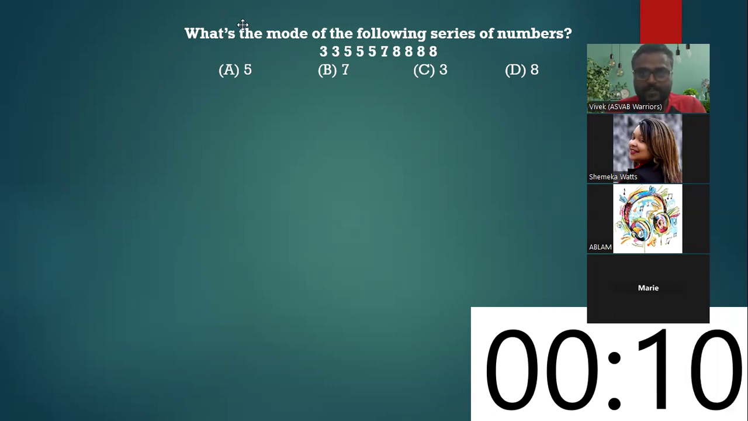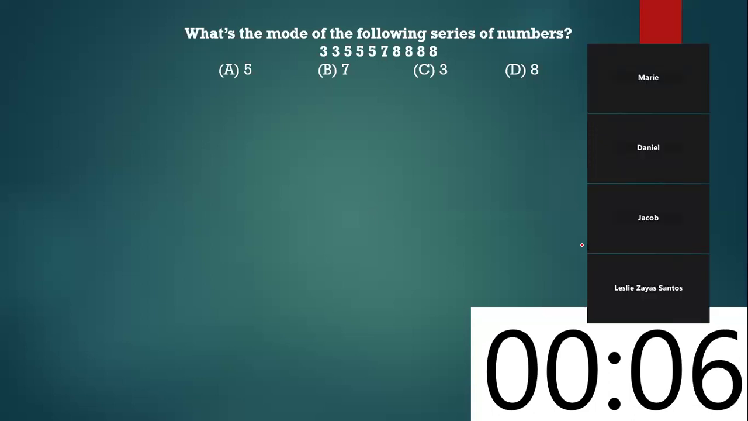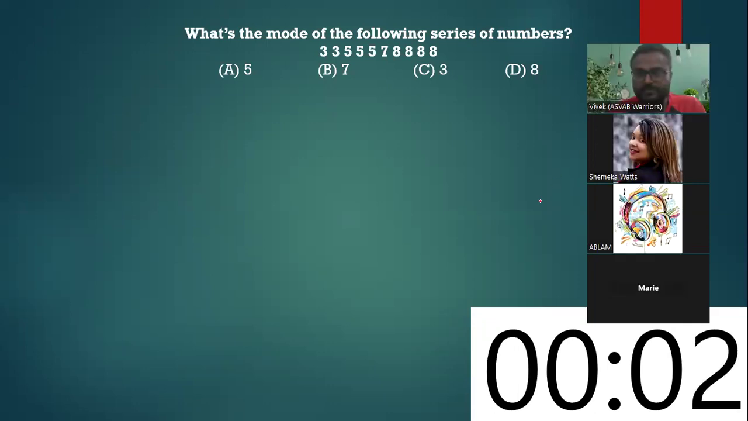We have Leslie as well. Okay, Leslie, have you understood the concept of mode, or do you want me to explain it once again? Maria and Leslie, you guys can put your answer in the chat box also. Okay, time up. So here, the number that is occurring the most is nothing but 8, which is occurring 4 times. So the answer is D. Let's move on to the next question.